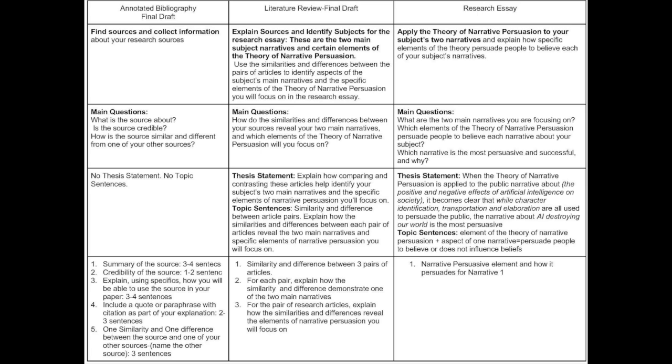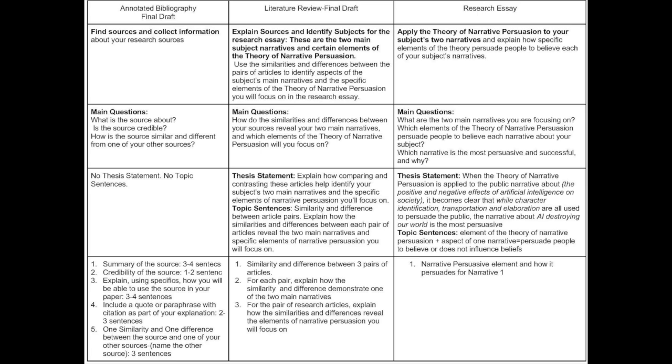And you never have to go back, right? So whatever you did for the annotated bibliography is done. So you could just get new sources and then use them in this one. But this is sort of when you need to think about it, because very specifically you need articles that help you establish the two main narratives, right?